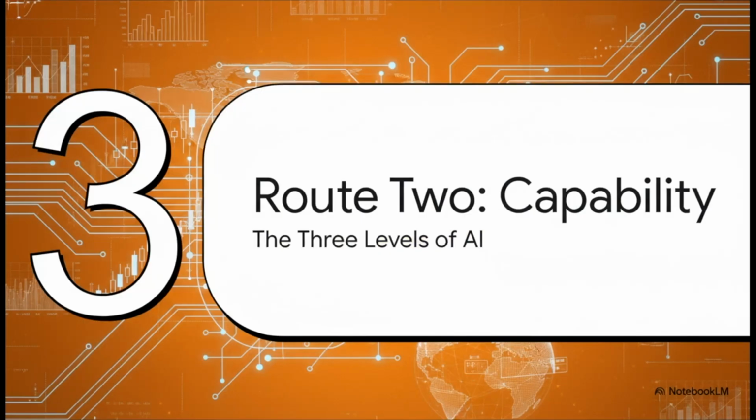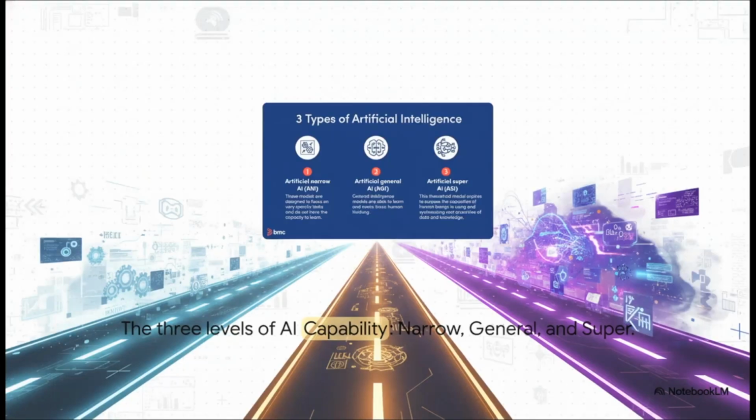Okay, so that was Route 1, functionality. Now let's switch gears and look at this whole thing through our second lens, which is all about capability. So we're no longer talking about how it works on the inside. Now we're focused on just how powerful it is. And on this route, there are 3 main levels of AI power to understand. We've got narrow, general, and super.